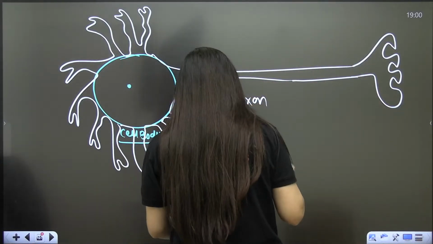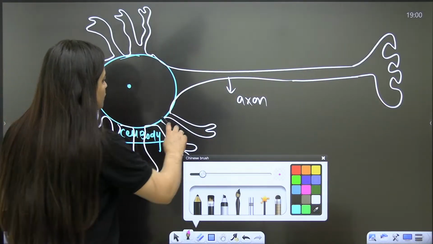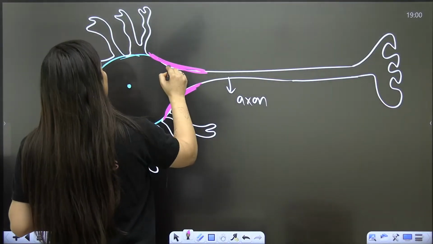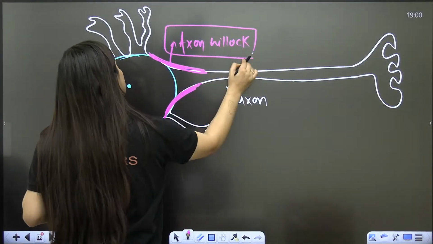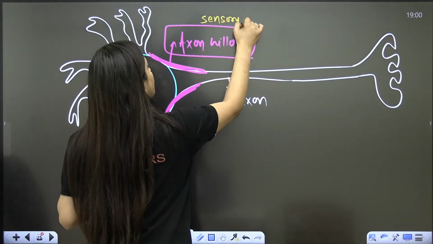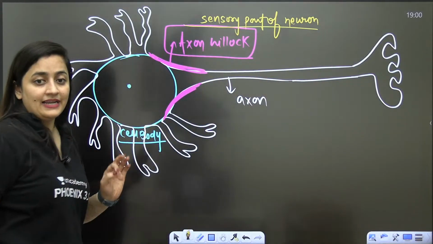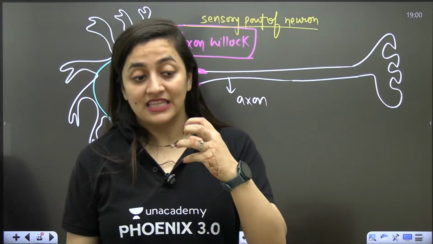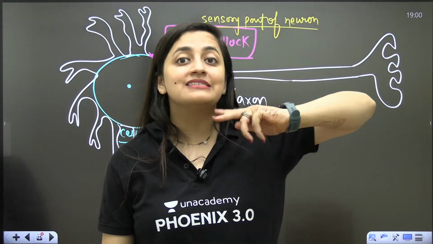Are you getting my point? So the axon is also arising from the cell body. These dendrites are also arising from the cell body. So this conical part here, we call it the axon hillock, right? And it is the most sensory part of the neuron. Why? Because here you are going to see many ion channels. In the starting itself, I told you that neurons have the special property of excitability and conductivity. They get excited when they receive the stimulus, and they generate an impulse when that stimulus is above threshold.